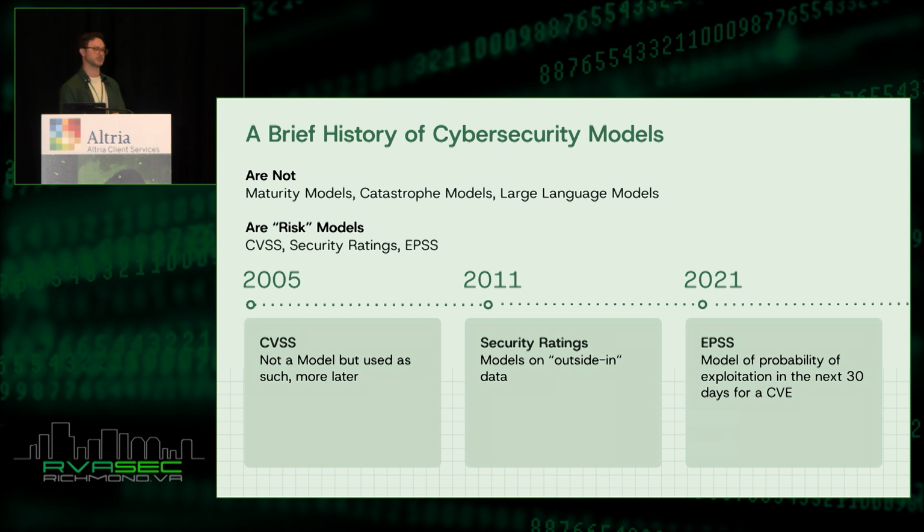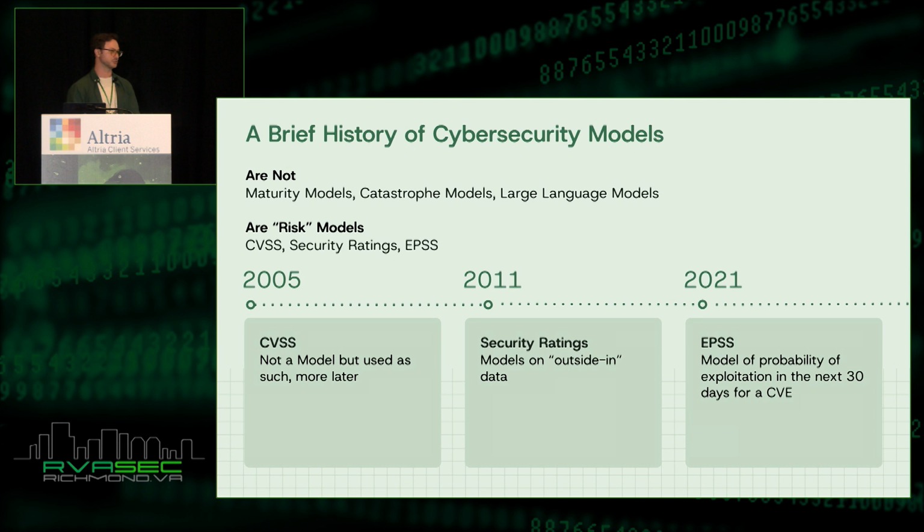A brief history of cybersecurity models will lead you to seeing that CVSS is not a model. If you look at the 2005 publication of CVSS version 1, very explicitly they say this is not meant to be a prioritization decision tool. It is meant to measure relative severity of vulnerabilities, and yet somehow it is a model by any other name. Everybody uses it to make vulnerability decisions. In about 2011, we started to see outside-in rankings of cybersecurity companies.